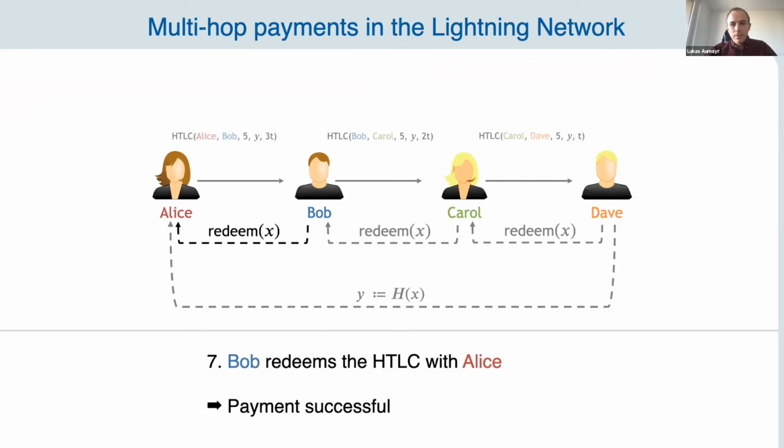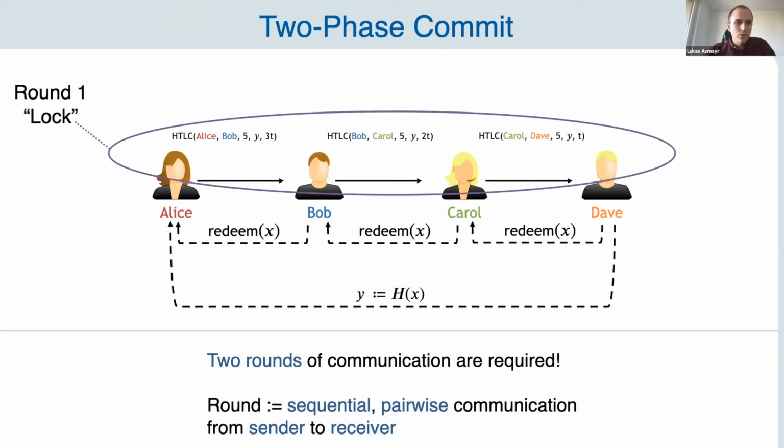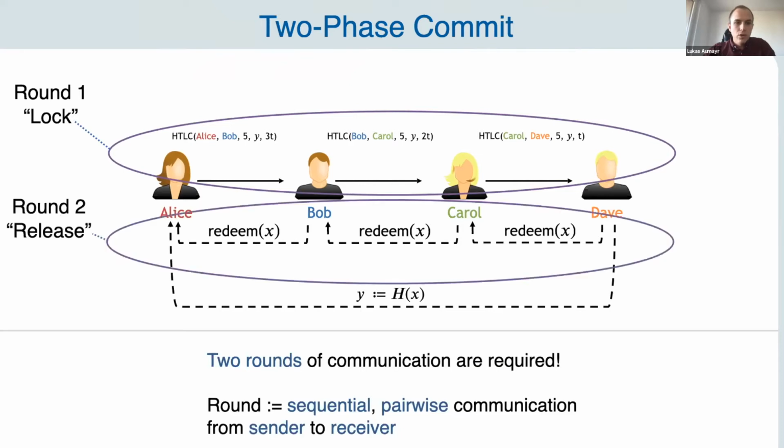Let me point out some important points of these types of payments. The first one is that these types of payments require 2 rounds of communication. And by round of communication, we mean a sequential and pairwise communication from the sender to the receiver or the other way around. And indeed, we can see that we require this round 1, in which we lock up the money, and then the round 2, in which we release the money again.